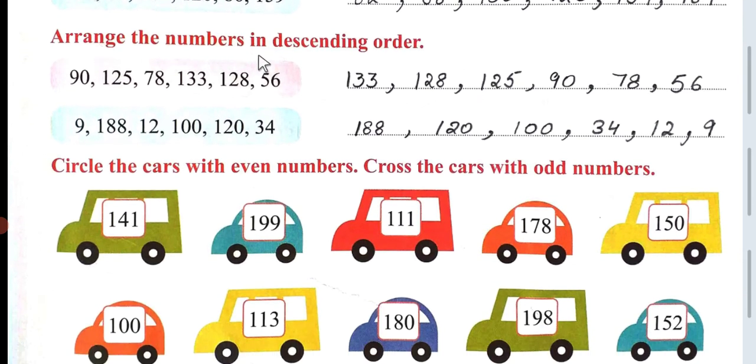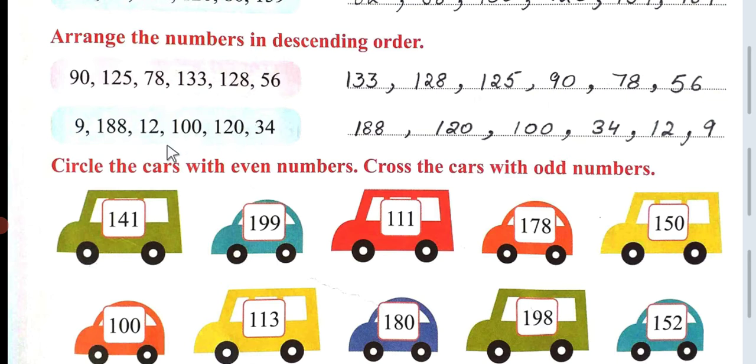So arrange the number in descending order. Descending order means from bigger to smaller. So you will take the number from here. So which is the bigger number? Exactly 133, then 128, then 125, then 90, then 78, and at the last the smallest number is 56.